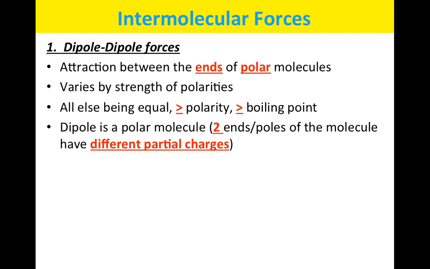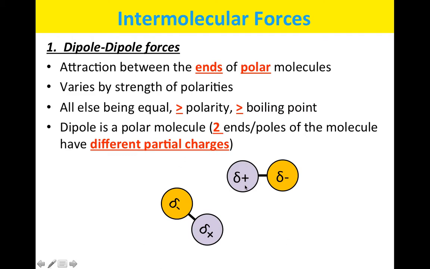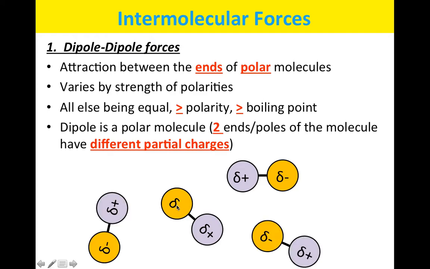A dipole is a polar molecule: the two ends, or poles, of the molecule have different partial charges. Here's just a representation. Here you can see positive, negative, positive, negative. This end is very highly positive, this end very highly negative, with lots of electrons in this area. For example, fluorine combined with oxygen is very highly electronegative, so you are going to have a hard time breaking these intermolecular bonds apart.